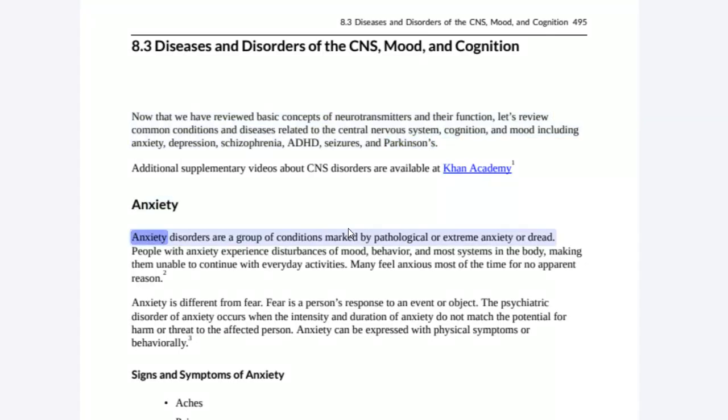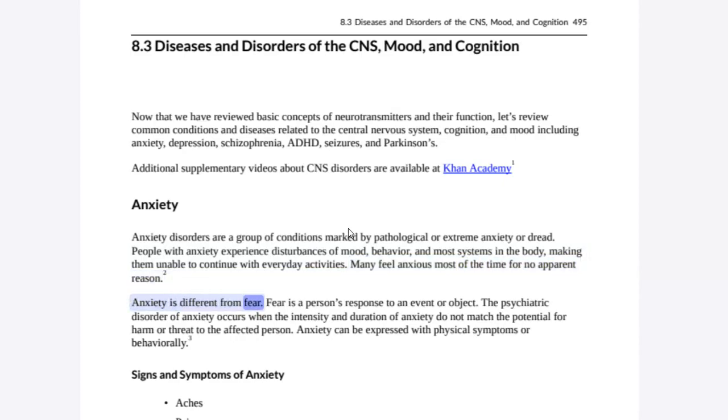Anxiety. Anxiety disorders are a group of conditions marked by pathological or extreme anxiety or dread. People with anxiety experience disturbances of mood, behavior, and most systems in the body, making them unable to continue with everyday activities. Many feel anxious most of the time for no apparent reason.